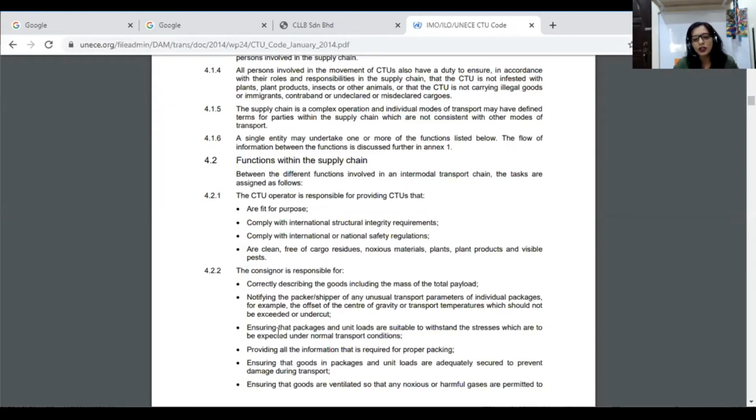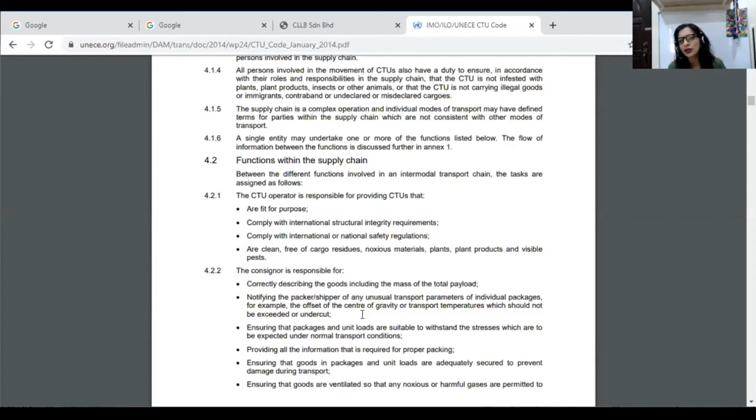And then here they talk about the shipper's responsibility, what the shipper has to do in terms of an international move, like correctly describing the goods, including its mass and total payload, and notifying packers or shipper of any unusual transport parameters of individual packages, like center of gravity that might be needed, temperature control requirements that may be needed, or any kind of sensitivities that the cargo may have. So this information has to be provided by the shipper. Also ensuring that packages and unit loads are suitable to withstand the stresses which are to be expected.